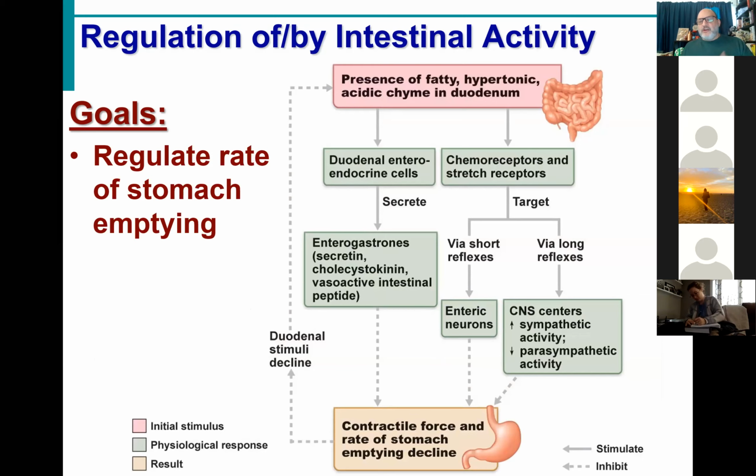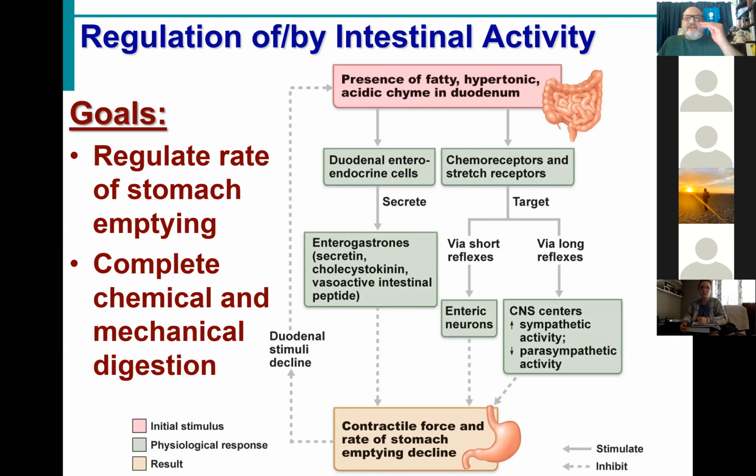Again, the take home for all of these neural and hormonal controls is we want to control the rate at which the stomach is presenting stuff to the small intestine, so that the small intestine has the time to both chemically and mechanically digest the food.